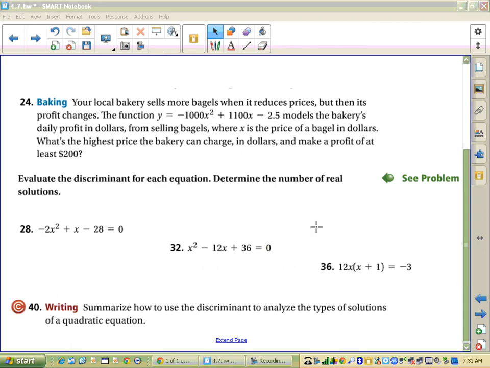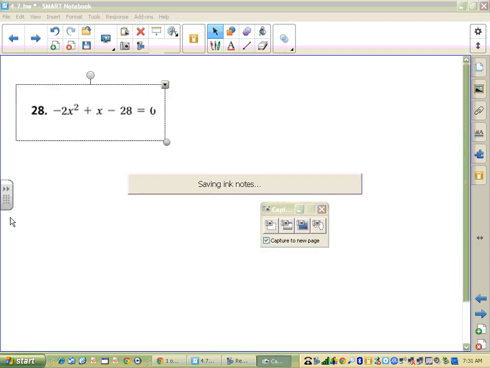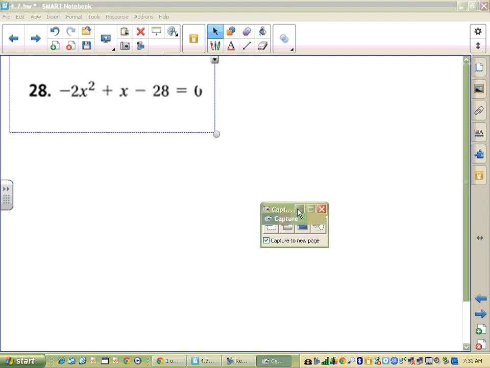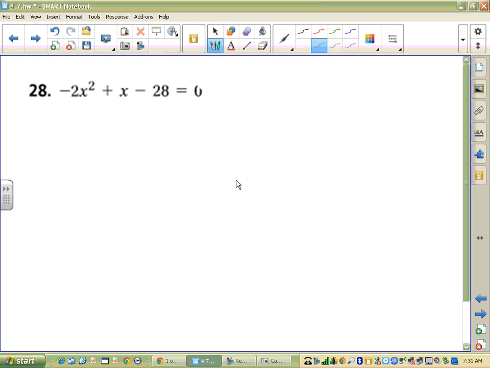28 through 36 say, evaluate the discriminant to determine how many real solutions there are, okay? So the discriminant, if you remember, is just b squared minus 4ac. So that's all you had to find.